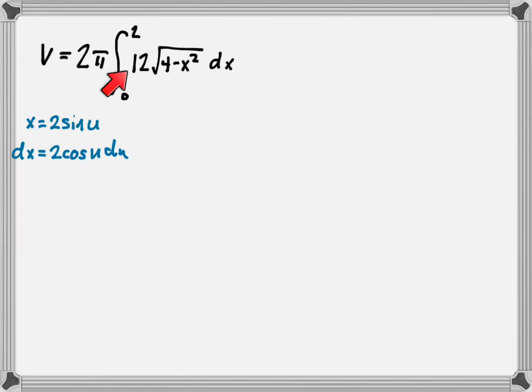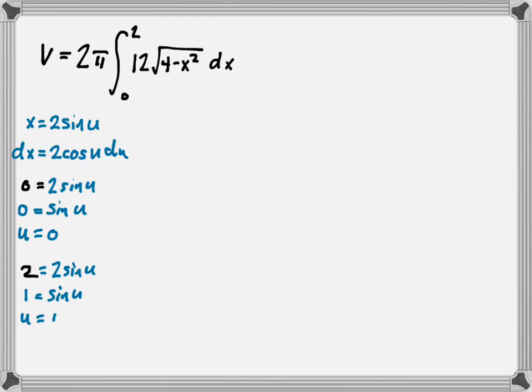But I also have to remember to change my boundaries from 0 to 2. First of all, to 0. When x is 0, that means u is 0, because the sine of 0 equals 0. When x is 2, that means sine of u equals 1, which means u equals pi over, well, it says pi over 6, but that's supposed to be pi over 2. I think that'll be changed. Yeah, there it is. So let's go back and fix that. Don't know why I put pi over 6 there.